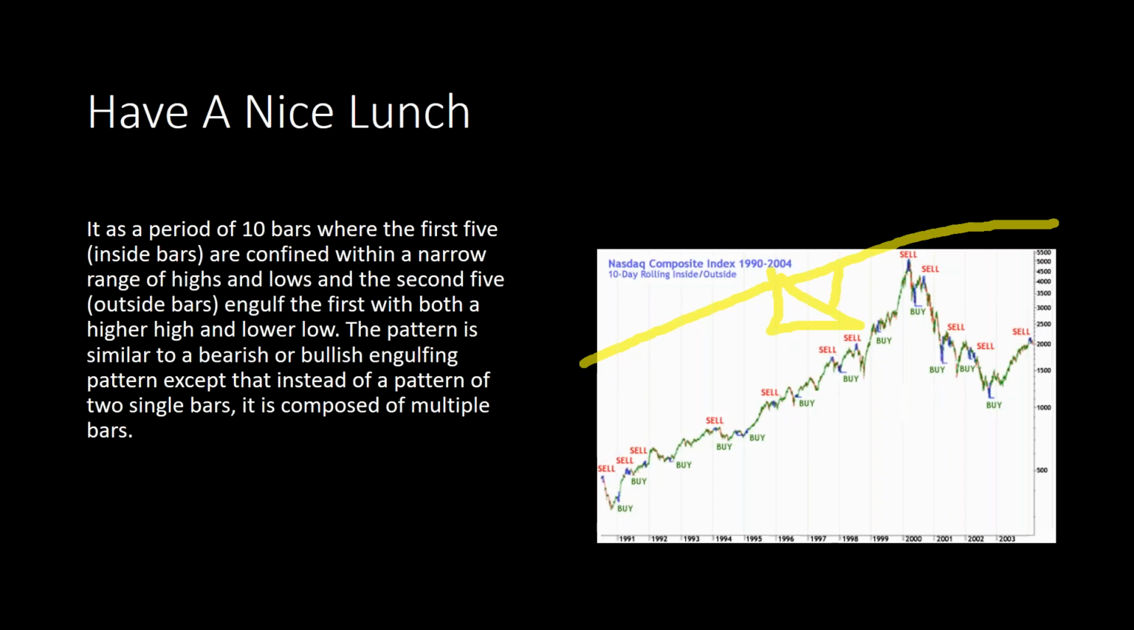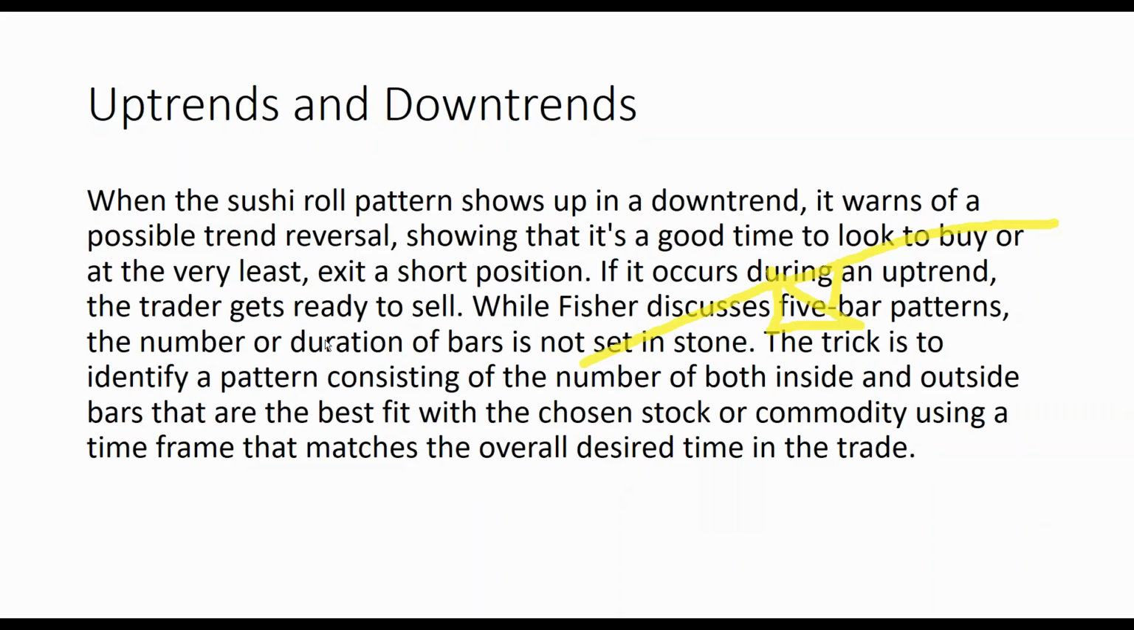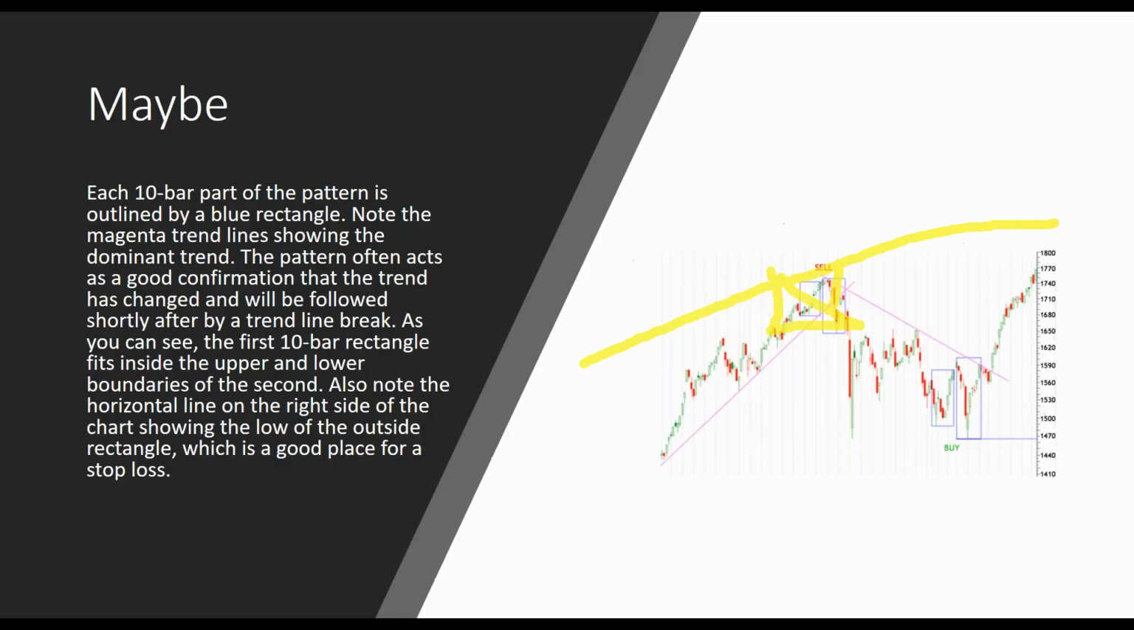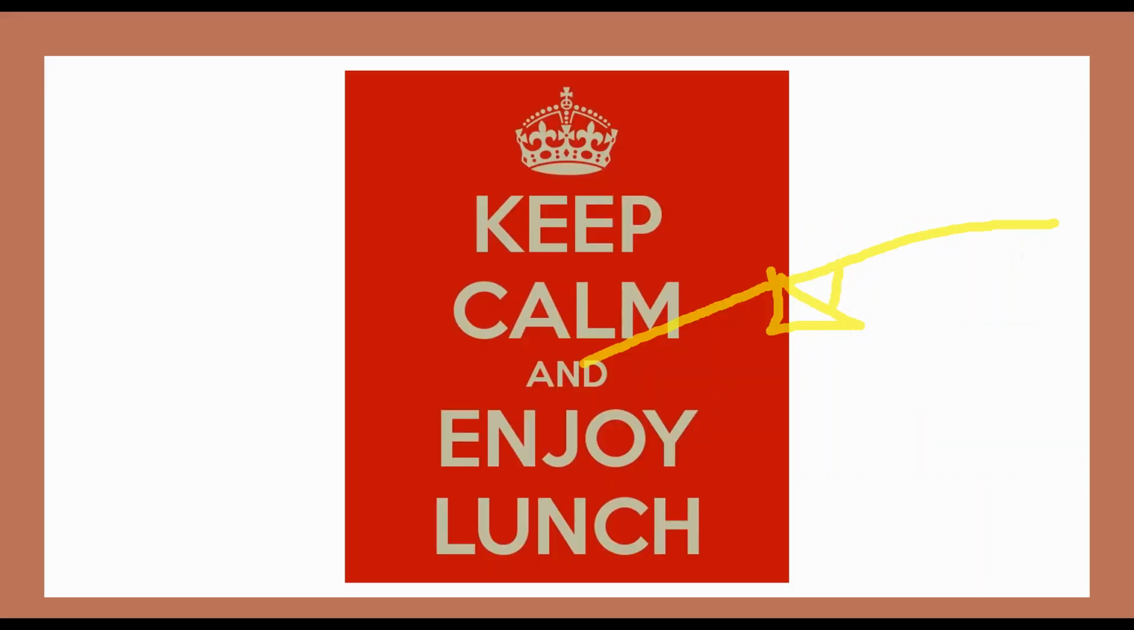Okay. But it's a period of 10 bars when the first 5 bars are confined within a narrow trading range, the last 5 engulf the first, and it rolls up the pair. When the Sushi Roll pattern shows up in a downtrend, it warns of a possible trend reversal, showing that it's a good time to look for a buy, or at the very least exit a short position. If it occurs during uptrends, the trader gets ready to sell. The second trend reversal pattern for a longer term trader is what he called the outside reversal week. This guy just came up with crazy stuff.